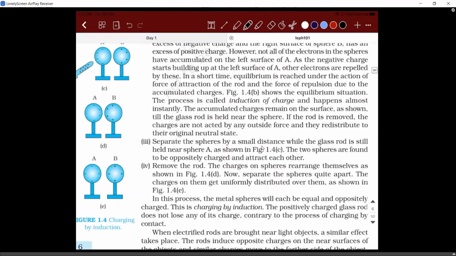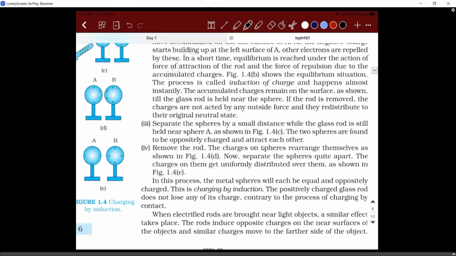So the fourth step, that is D. In diagram D, if you separate the spheres by a small distance and remove the rod, the charges on the spheres rearrange themselves as shown in figure 1.4b. And now you separate the spheres slightly apart, then the charges on them get uniformly distributed as shown in figure E. So this is what happens.